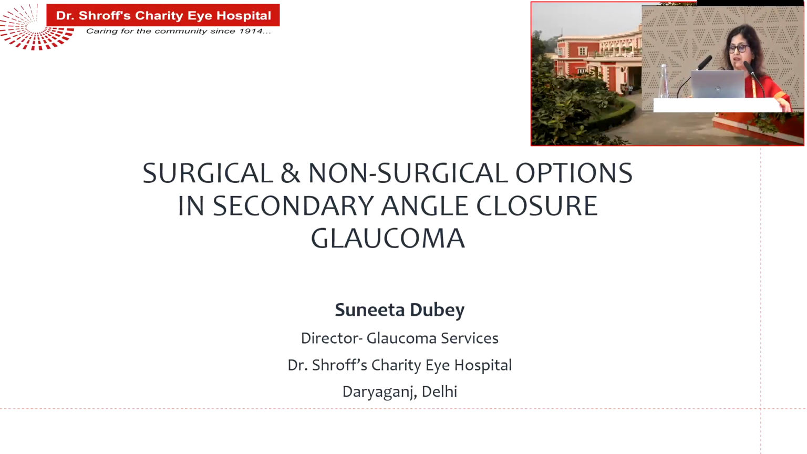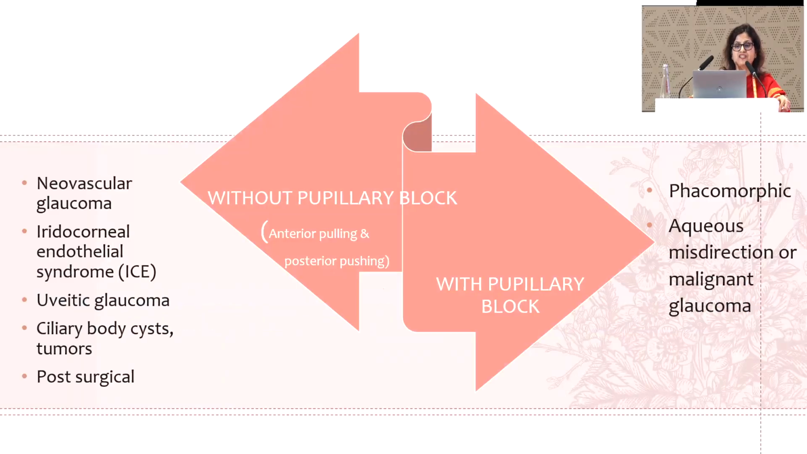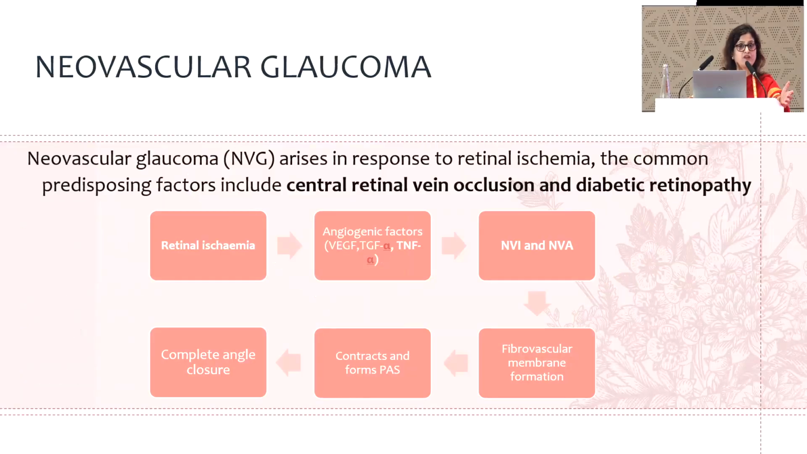So, surgical and non-surgical options in secondary angle closure glaucomas. As we know, secondary angle closure glaucoma occurs due to ocular or systemic conditions, either pulling or pushing the iris forward. It can be without pupillary block or with pupillary block, and we have so many conditions which are associated with secondary angle closure glaucoma. Since it's a very vast topic, I'll be just covering a few of them.